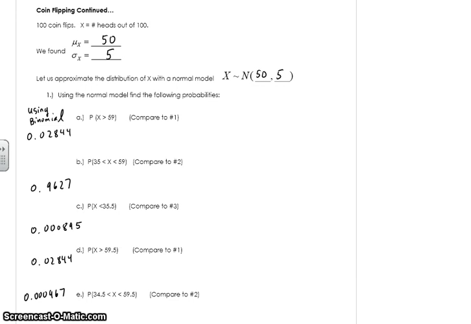Alright, this is the next video. This is going to take the coin flipping situation that we know is a binomial random variable, and we're going to use a normal model and see how close a normal model is to a binomial model. In the previous problem, you computed the mean to be 50 and the standard deviation to be 5. So we're going to use this normal model right here.